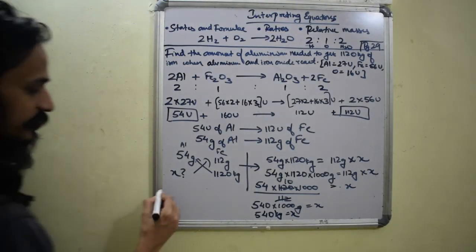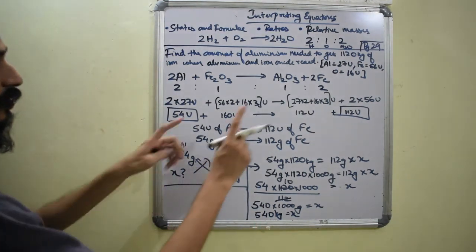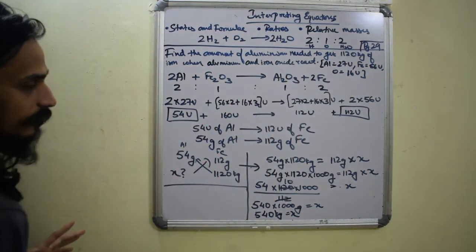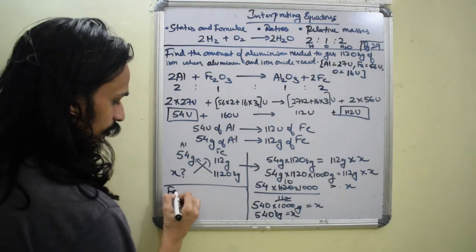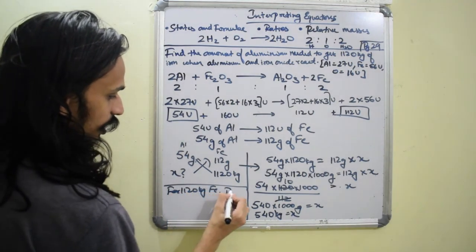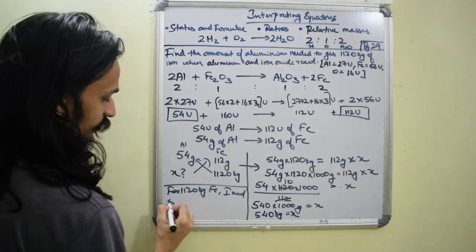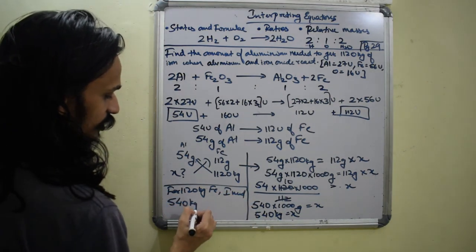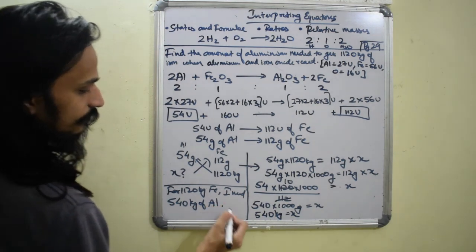So finally my answer is, to get 1120 kilogram of iron, for 1120 kg iron I need 540 kg of aluminum.